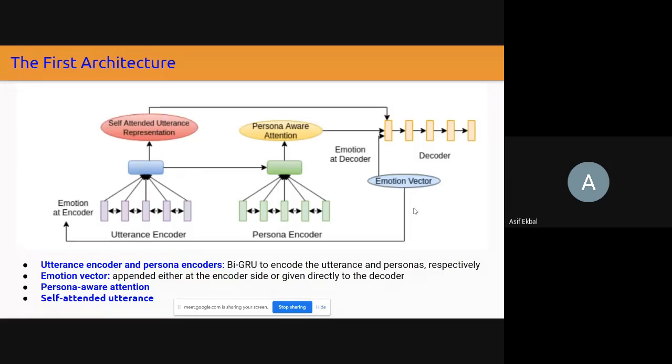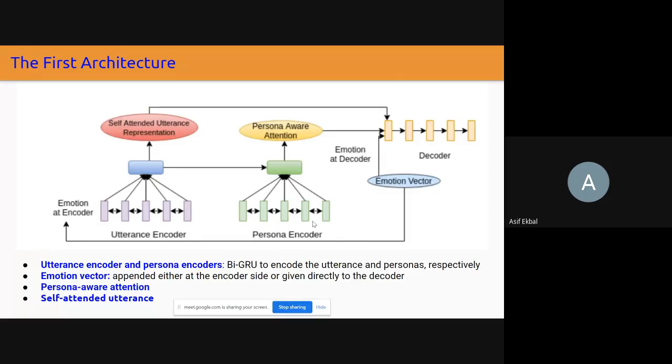So joy, sad, anger, disgust, these are the basic emotions, and surprise. These emotions we have considered here in our work. So we get the emotion from the utterance, we create the emotion vector, we encode the utterance through the utterance encoder, and then there will be a persona encoder.